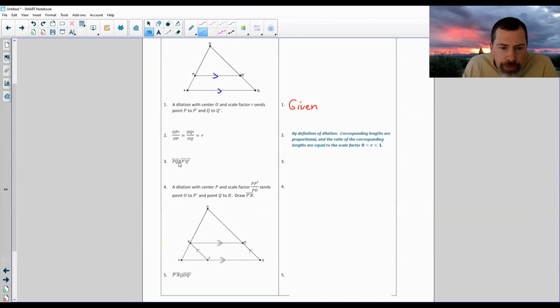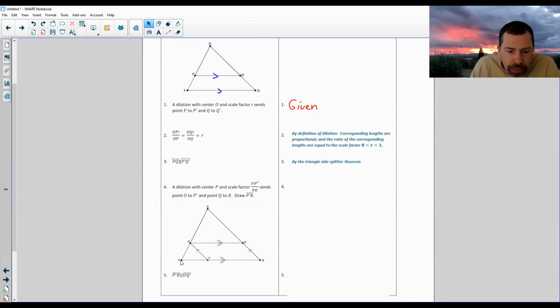Now 3 says, okay, we just marked that. So why is that? And we can say by the triangle side splitter theorem. Okay, side splitter theorem. Number 4, a dilation with the center P.